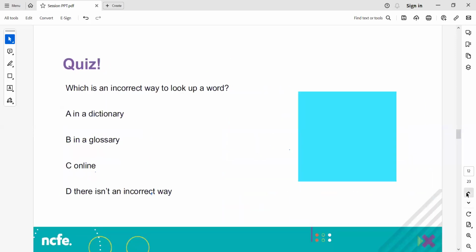Okay, so we're going to review what we've looked at this morning in our quiz. So what is an incorrect way to look up a word? Is it incorrect to look in a dictionary, in a glossary, online, or is there not an incorrect way? Can we use all of those? What do you think?